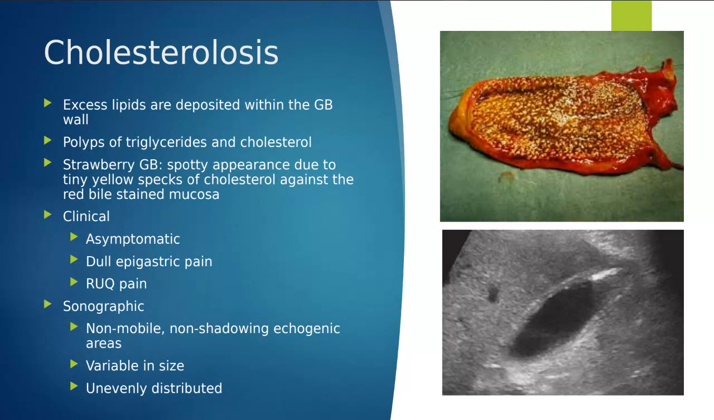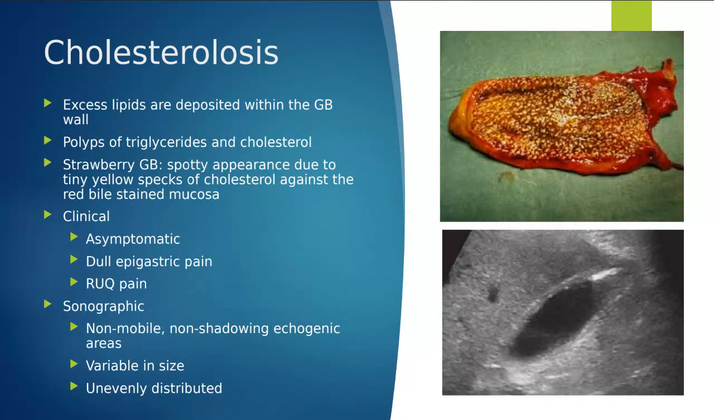Clinically asymptomatic. Some patients can have dull epigastric pain or right upper quadrant pain, but usually not anything that's going to bring a patient to an ER. It's usually an incidental finding when we're doing an exam for some other reason. On ultrasound, we are going to see non-mobile, non-shadowing echogenic areas along the gallbladder wall. They could be variable in size due to how much cholesterol and fatty cells are accumulating in one particular region.